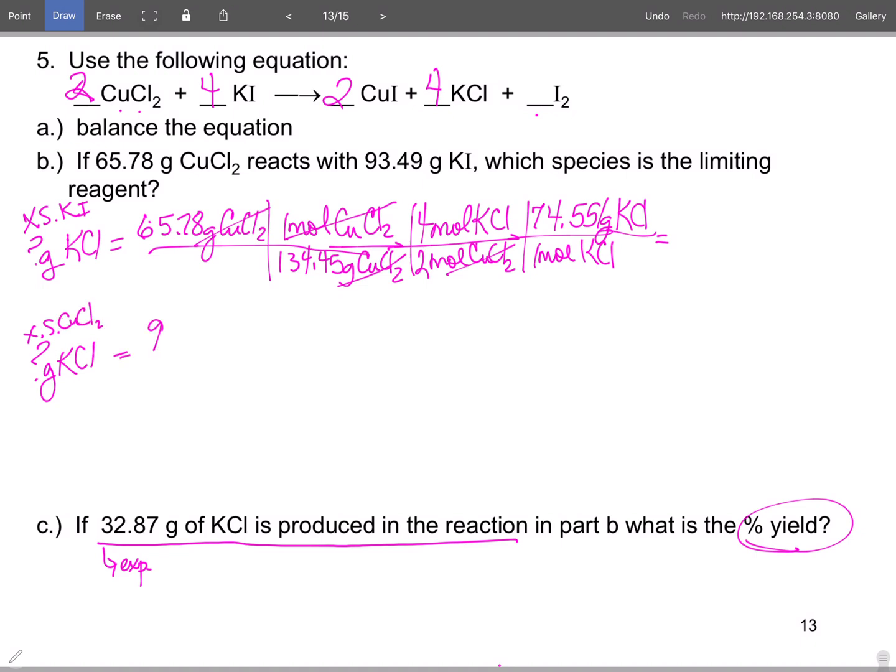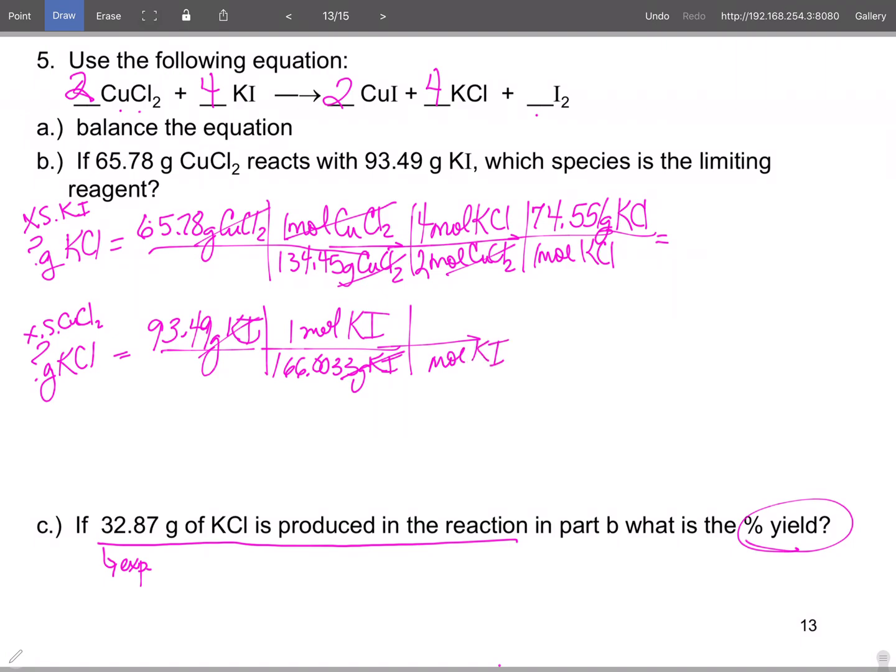So we're going to start with the other reagent, 93.49 grams of KI. And potassium iodide is 166.0033 grams of potassium iodide per 1 mole of potassium iodide. My potassium iodide grams cancel. I'm left with moles of potassium iodide. And I go up how many moles? 4 moles to 4 moles of potassium chloride.